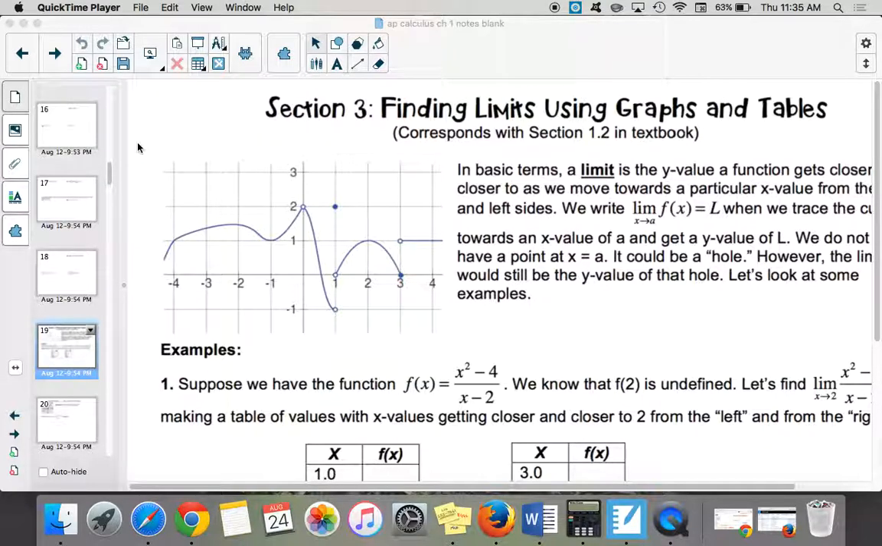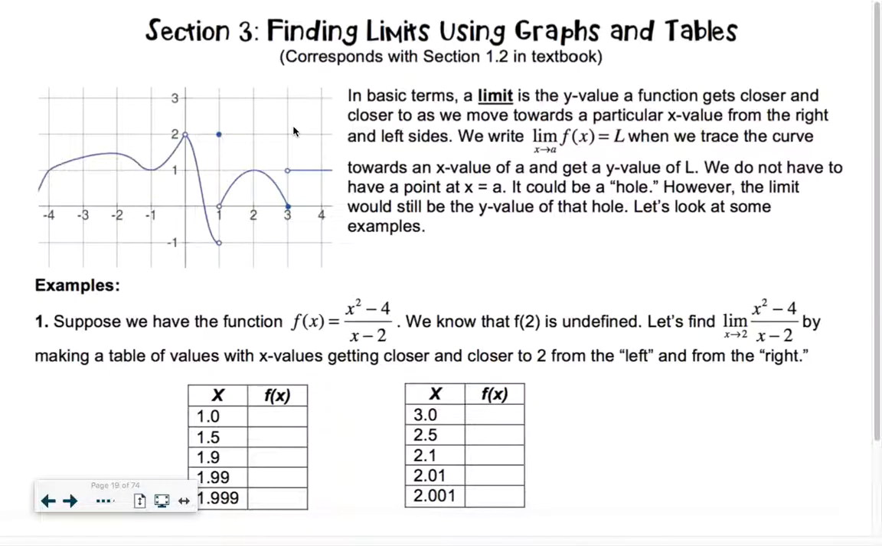Is on finding limits using graphs and tables. So we're going to be spending a couple weeks talking about limits. So this is kind of the first chapter of calculus. All right, so what a limit is. So I'm going to use layman's terms here. Are we ready? Dumbing it down.